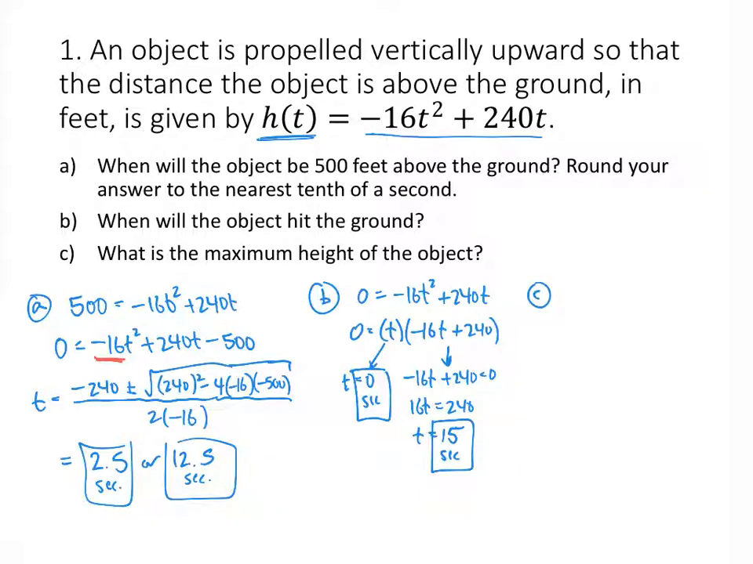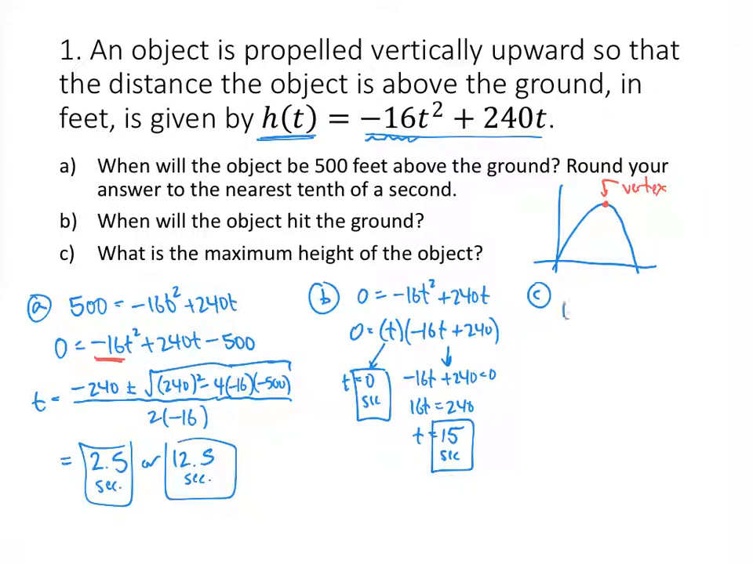Finally, if we want to think about the maximum height of the object, it helps to think about the graph of this function. If I were going to graph this height function, it's a parabola because I've got a t squared. The value of a is negative, and we know that it starts at 0. So the height function is going to look a little bit something like that. The maximum height is going to be achieved at this point here, which also happens to be the vertex of that parabola. And we know how to find the vertex of a quadratic function.